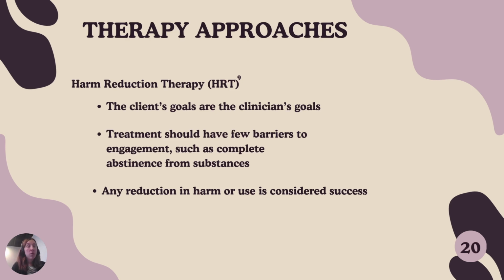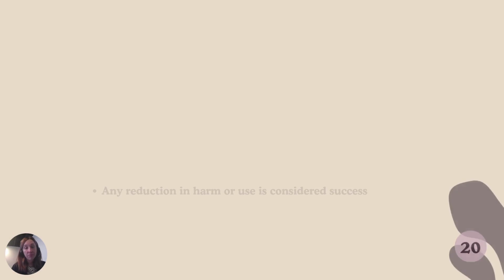The treatment should have as few barriers to engagement as possible. So if you're going to require complete abstinence from substances, that might not be possible. I think it's okay to ask a client to refrain from using before or during a session, obviously, but to expect that somebody's going to be completely abstinent might be difficult. Any reduction in harm or use is considered successful, right? So if they can reduce their use just when they're with you, before they come to a session, if they can say, okay, I'm not going to use anything before, so I'm more present in the session, that's successful.